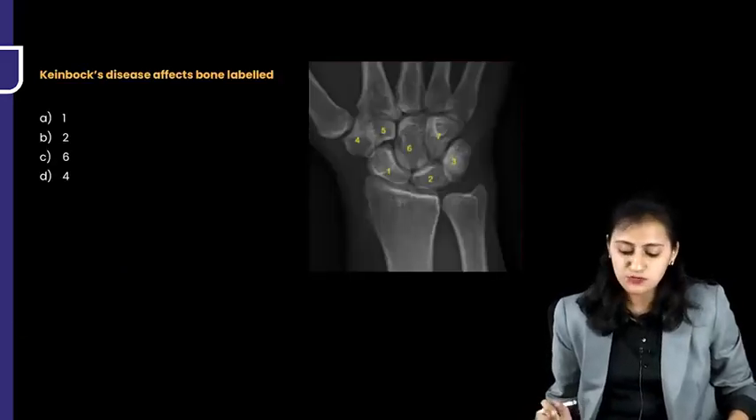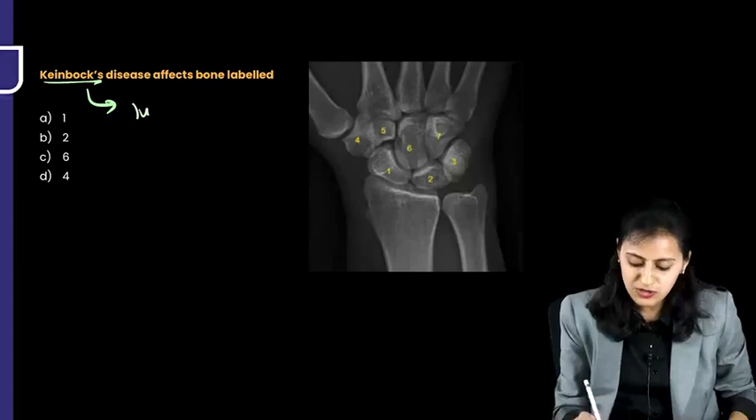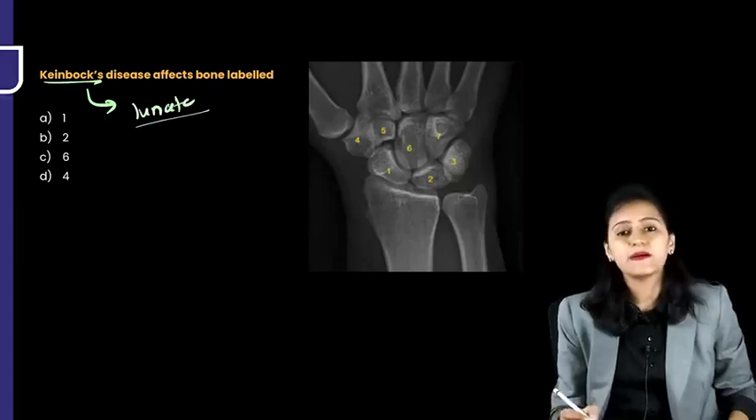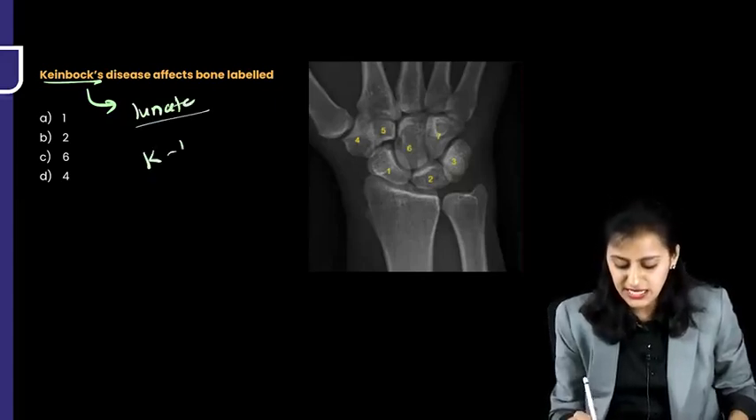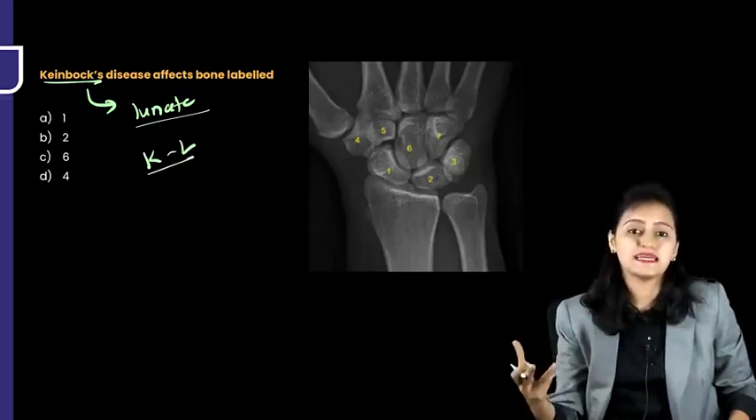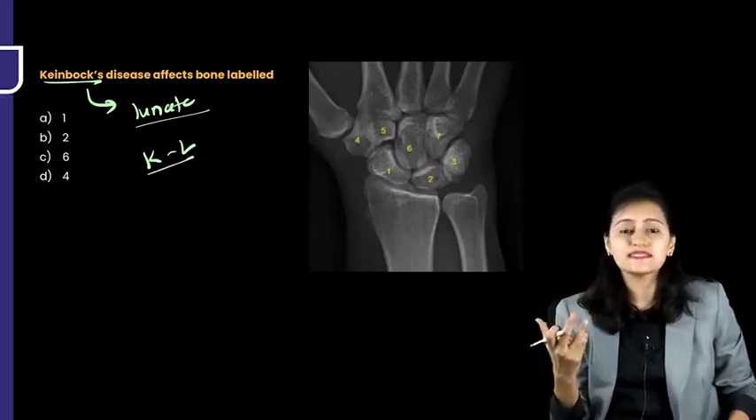Kienbock's disease affects which bone? Now, Kienbock's is osteochondritis of the lunate. Remember alphabetically G, H, I, J, K, L. After Kienbock's K comes L. It affects the lunate. Now, where is the lunate?